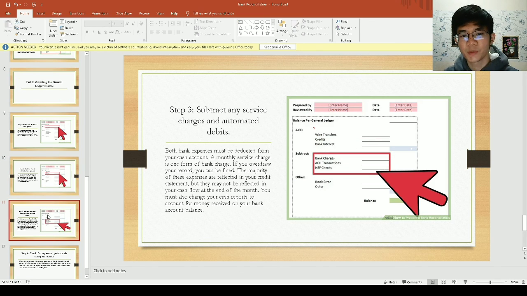Step 3. Subtract any service charges and automated debits. Both bank expenses must be deducted from your cash account. A monthly service charge is one form of bank charge. If you overdraw your record, you can be fined. The majority of these expenses are reflected in your credit statement, but they may not be reflected in your cash flow at the end of the month. You must also change your cash reports to account for money received on your bank account balance.